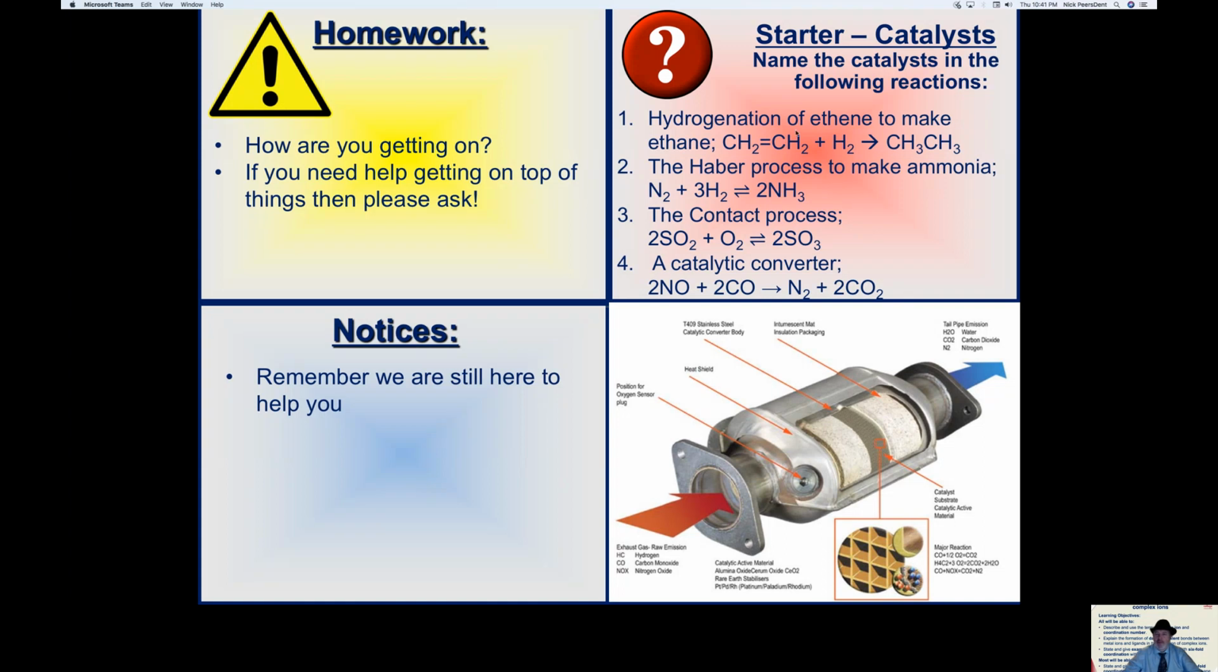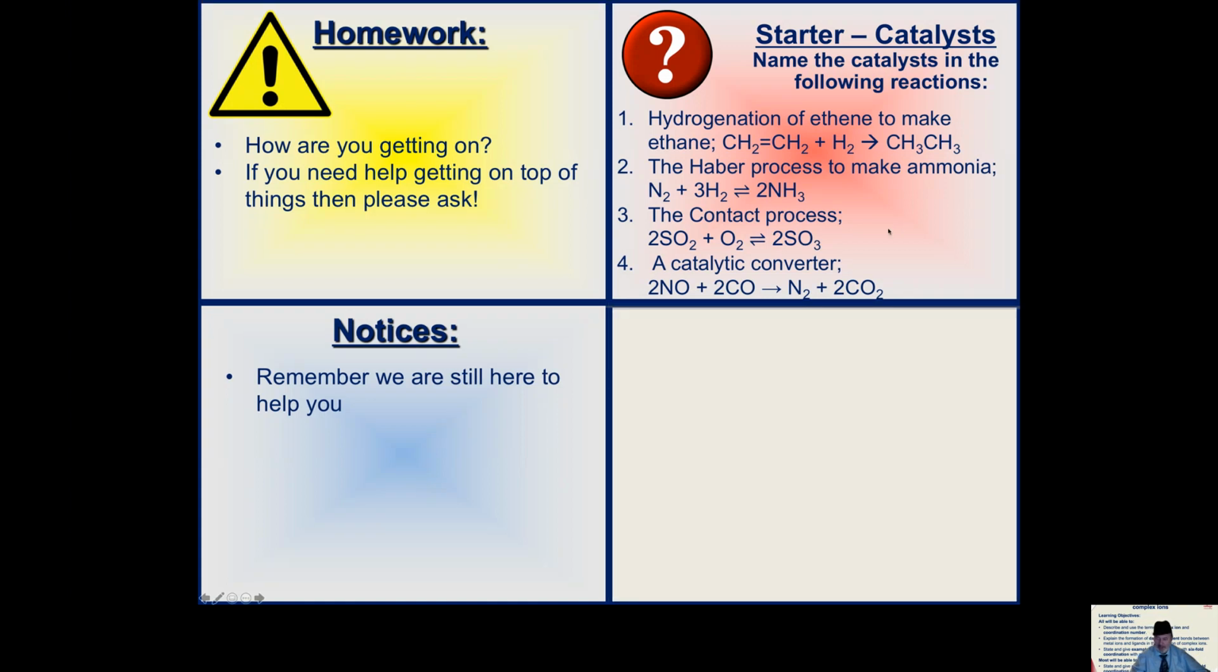Okay, so what are the catalysts in these reactions here? So we looked at these last time. Catalysts in the hydrogenation of ethene to make ethane, the Haber process, contact process, catalytic converter. What are the catalysts in those? Do you remember what those are? Okay, so let's go through what they are.